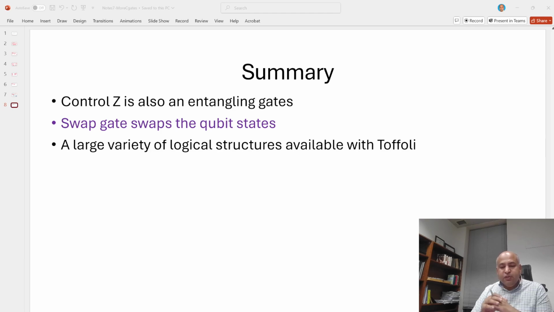And then we saw that with the Toffoli gate, we can also construct all classical logic because it can simulate universal classical gates. And we can also use it to construct higher order control circuits in quantum circuits. So with this, I would like to conclude my initial introduction to quantum computing, and from now on, we will start discussing simple algorithms to solve some simple problems.